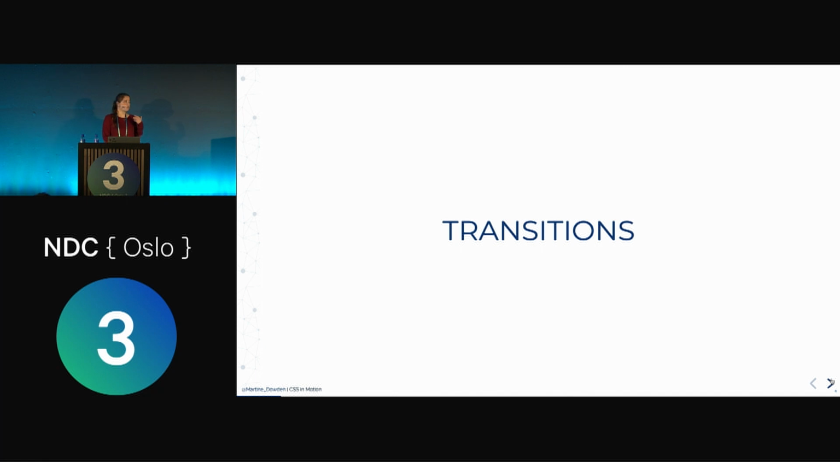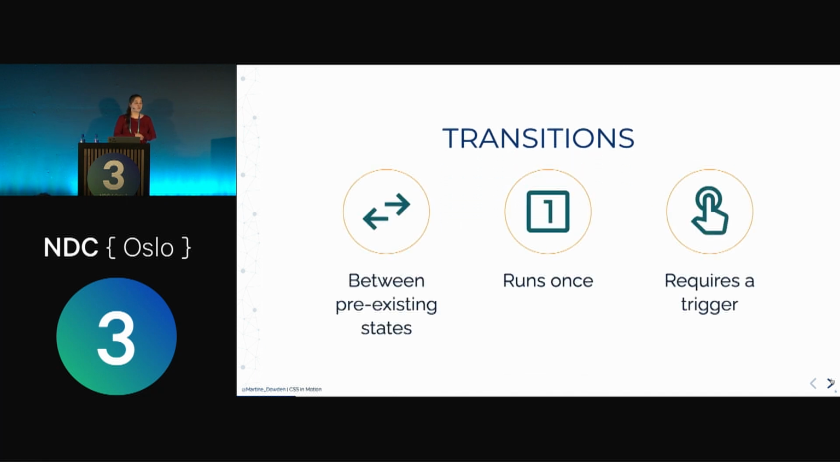So why would I use a transition? Well, the first thing is a transition happens between states. Unlike an animation where you can define a keyframe, a transition is going to go between state A and state B. Those already need to be defined in our CSS in some way, whether it's because we're adding or removing a class, or because we're doing a hover state, or something like that. But those states already need to be defined, and the transition will happen between whichever properties we decide between state A and state B.